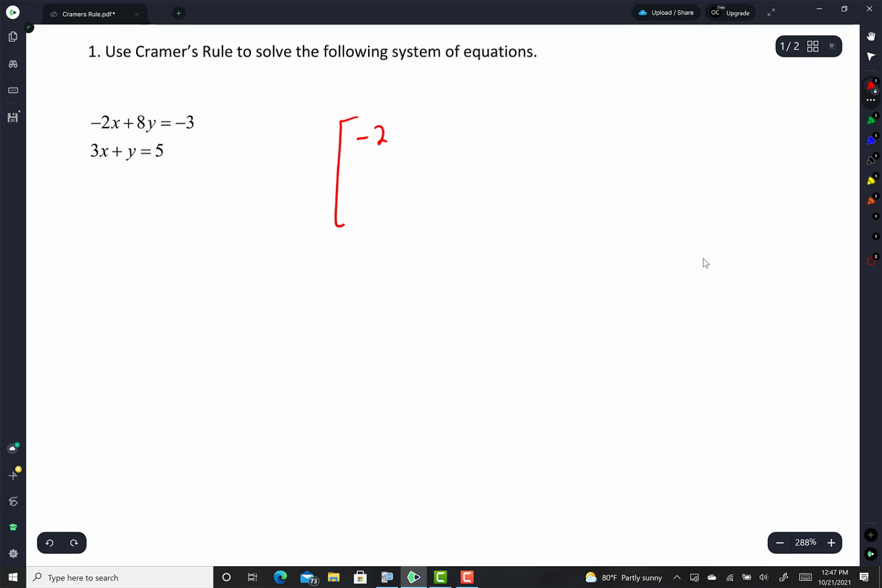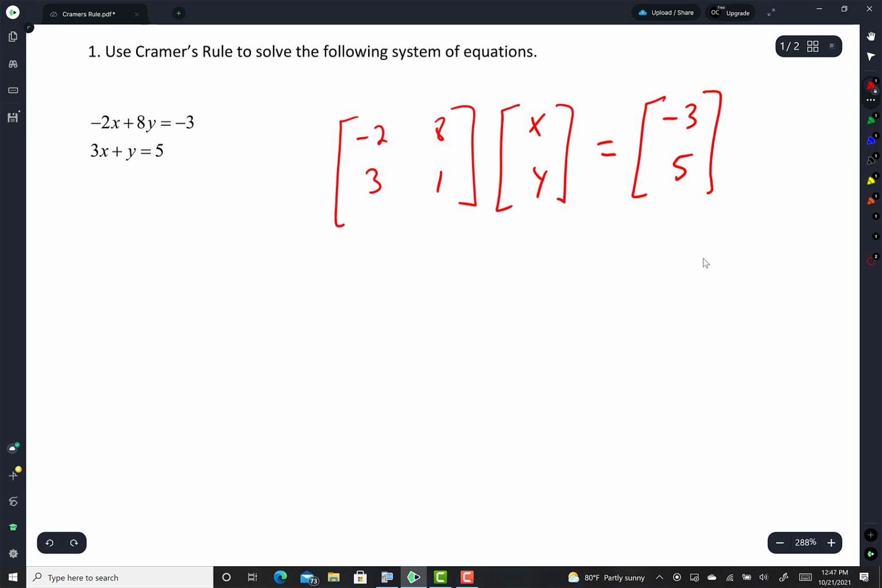So go -2, 8, 3, 1. And then X, Y equals -3, 5. Are we okay so far?